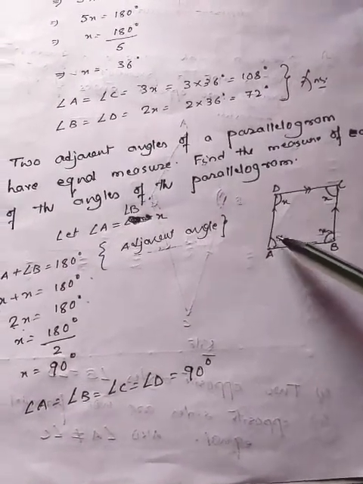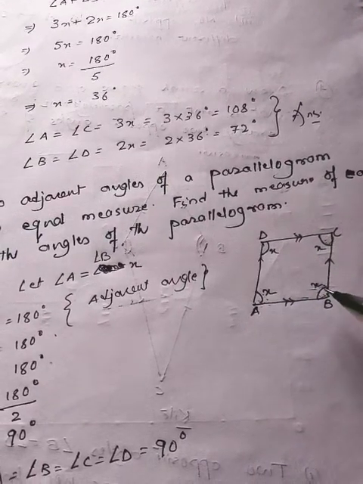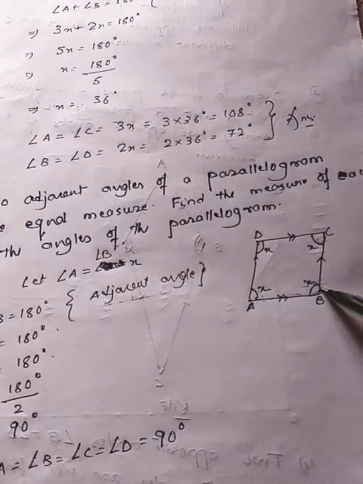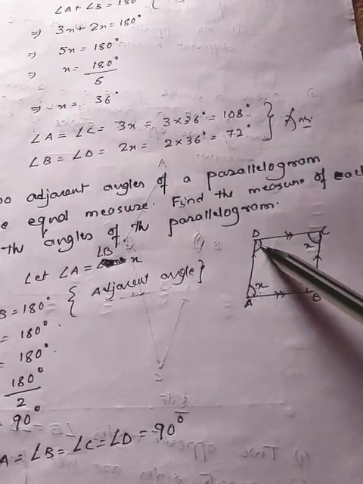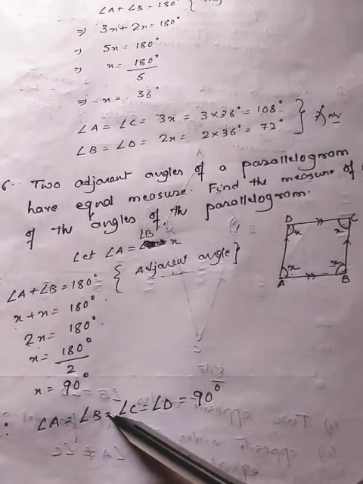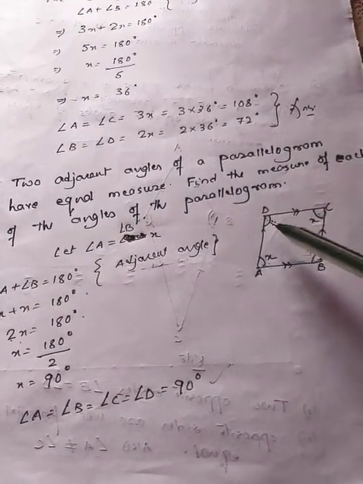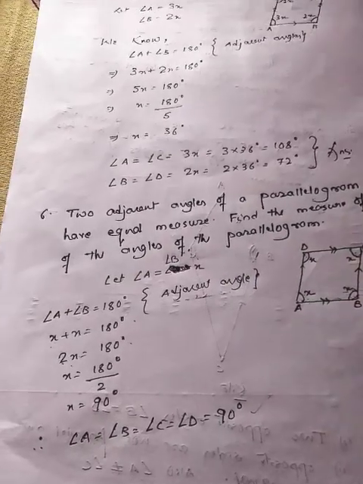Now what would be the measure of all the other angles? If A is 90 degrees, then obviously angle C would also be 90 degrees. Similarly, the value of B is also 90, so angle D would also be 90 degrees. So angle A equals angle B equals angle C equals angle D equals 90 degrees. So all the angles measure 90 degrees, students.